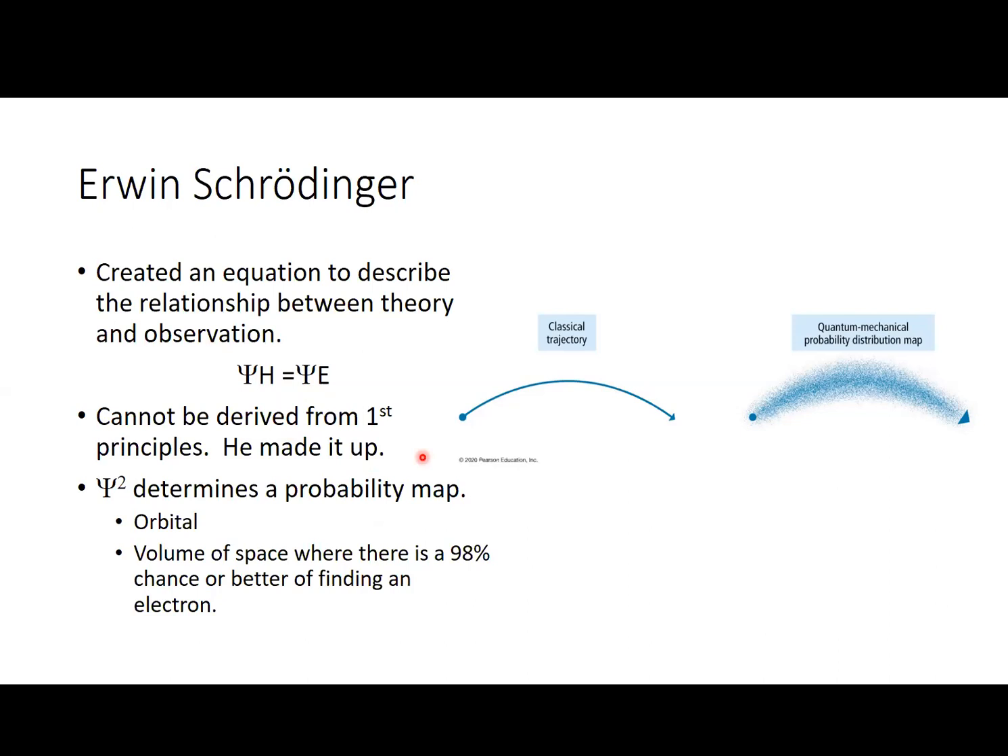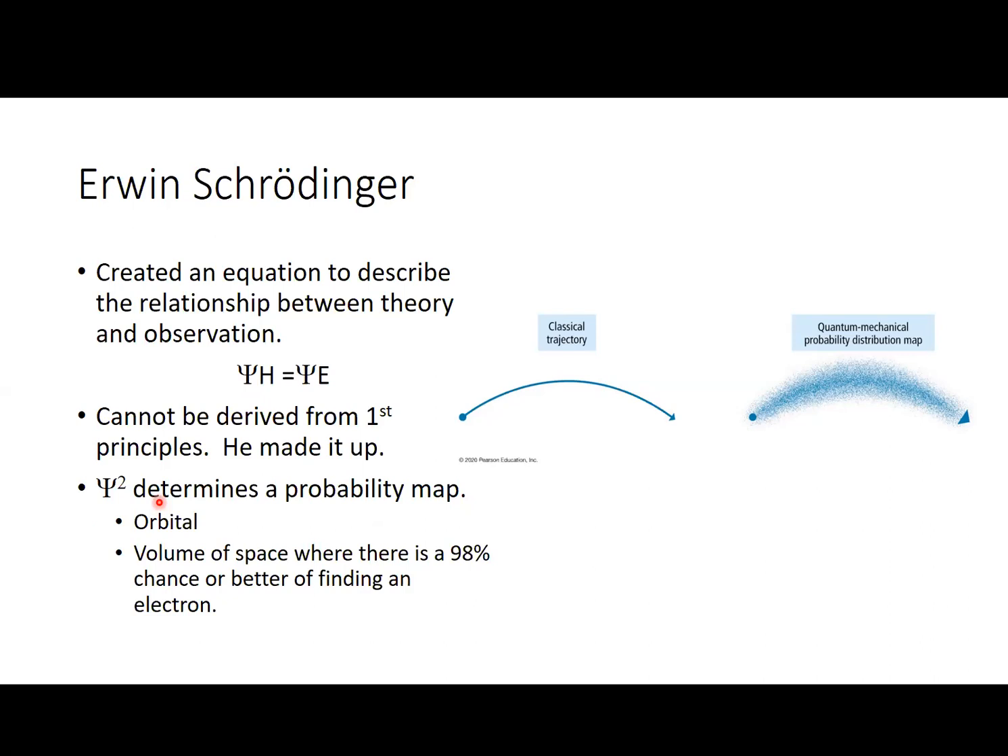When you try to model electrons using Schrödinger's equations, you come up with stuff that actually works, that is observed. So when this function is squared, it determines what's called a probability map. And that probability map has the name of an orbital. So instead of dealing with orbits, like Bohr used to deal with, we're dealing with orbitals, a 3D volume of space where there is a 98% chance of finding an electron or better.